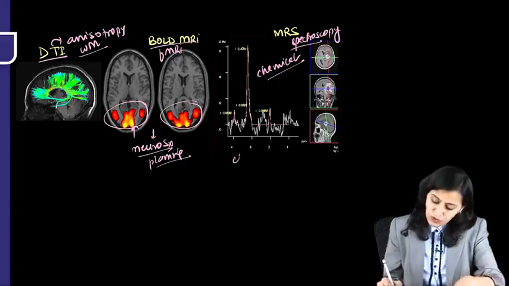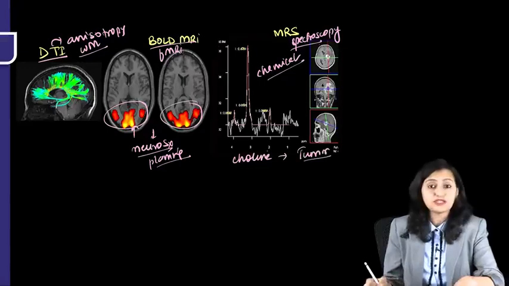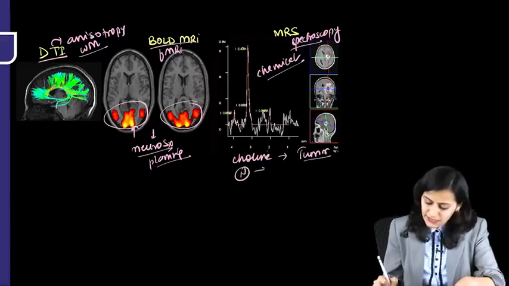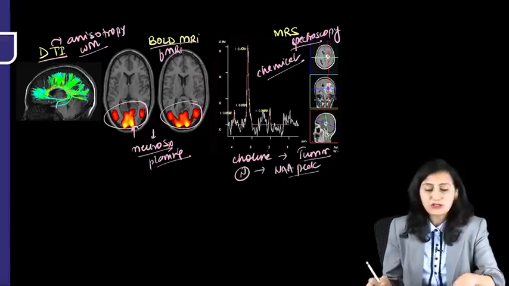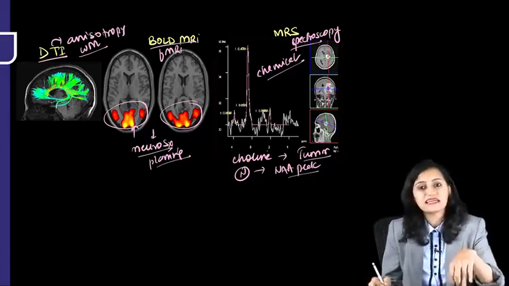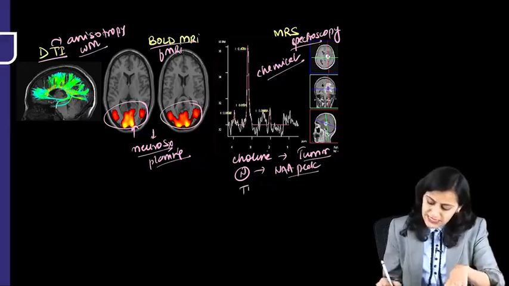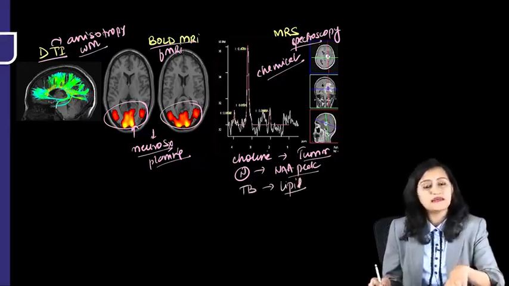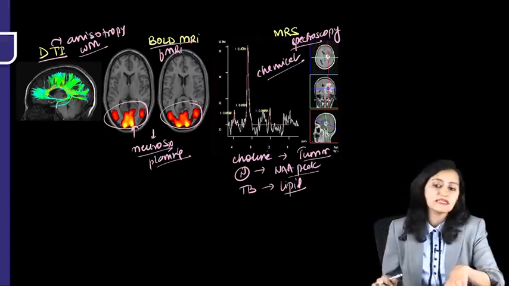Like if there is a choline peak, then it is most likely to be a primary brain tumor. Normal brain parenchyma has an NAA peak. Pathologies which destroy the brain and neurons will cause a decrease in the NAA peak. TB, on the other hand, gives a lipid peak because the TB bacterium has mycolipid, so it gives the lipid peak.